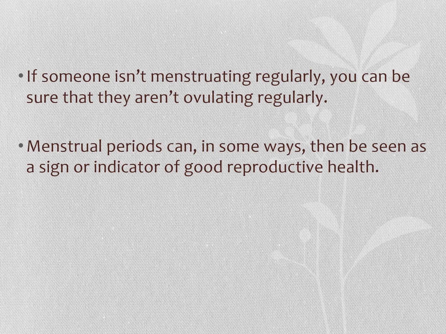So again, if somebody isn't menstruating regularly, you can be sure that they aren't ovulating regularly. And so in that way, menstrual periods can be a good indicator of good reproductive health. It can indicate that you're fertile, that you're releasing an egg once a month. This is, of course, if you're not on birth control, because birth control can also make you have a period once a month, but it works differently, as we'll learn in a few weeks.